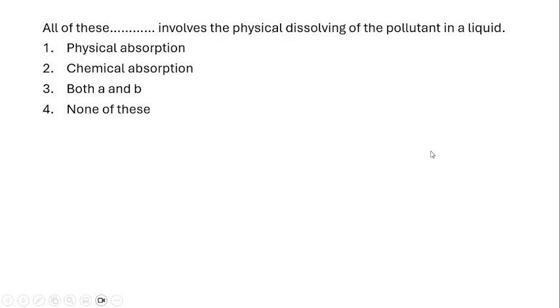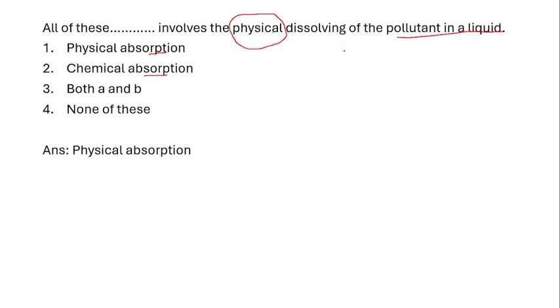The second question is, all of these dash involves the physical dissolving of the pollutant in liquid. What are the methods which involve the physical dissolving of the pollutant in liquid? So the right answer is physical absorption. We obviously know that dissolving of a pollutant in a liquid itself indicates that this process comes under absorption. The only thing you have to find is whether it is physical or chemical absorption. Since they are mentioning it as physically dissolving, the right answer is physical absorption.